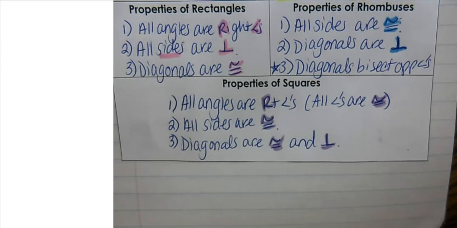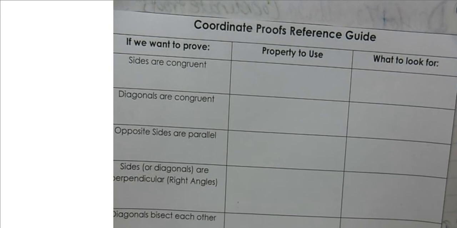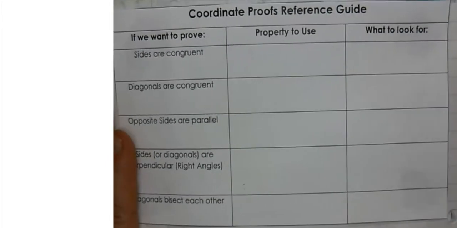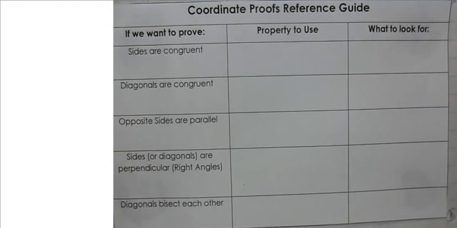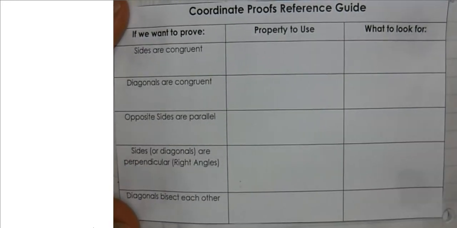All right, I need to flip the page and we're going to hop into our next cutout. For coordinate proofs, you're going to want to prove certain properties of parallelograms. So I'm going to go ahead and glue this in. We can use the properties of slope, midpoint, and distance formulas to help us to prove a statement. Like if we wanted to prove that side lengths are congruent, what you're going to use is the distance formula.